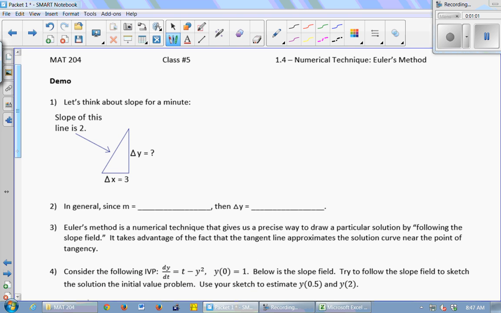Okay, class 5 was attached to class 4 that I gave you on Friday. So it was in the last packet I gave you. Does anybody not have it?